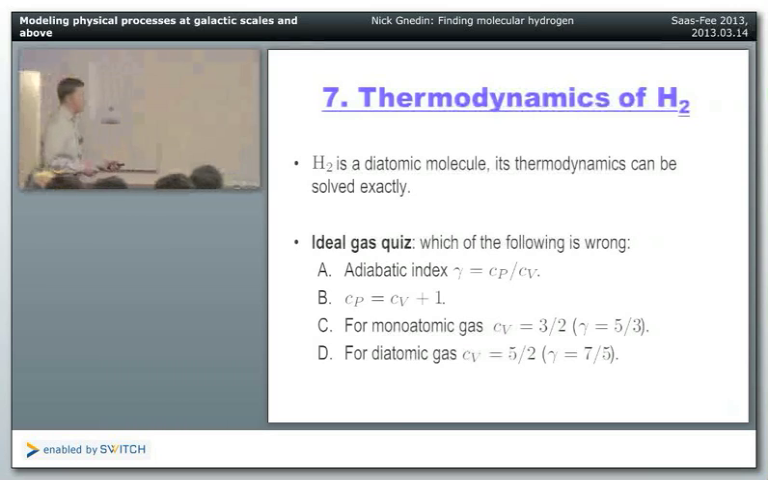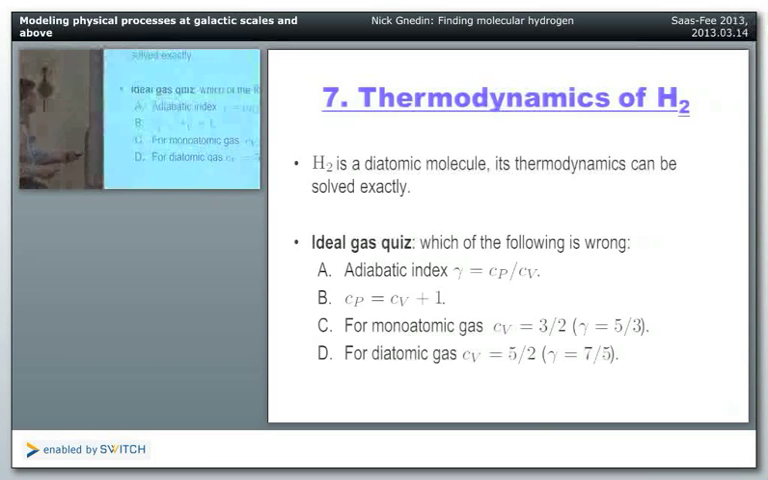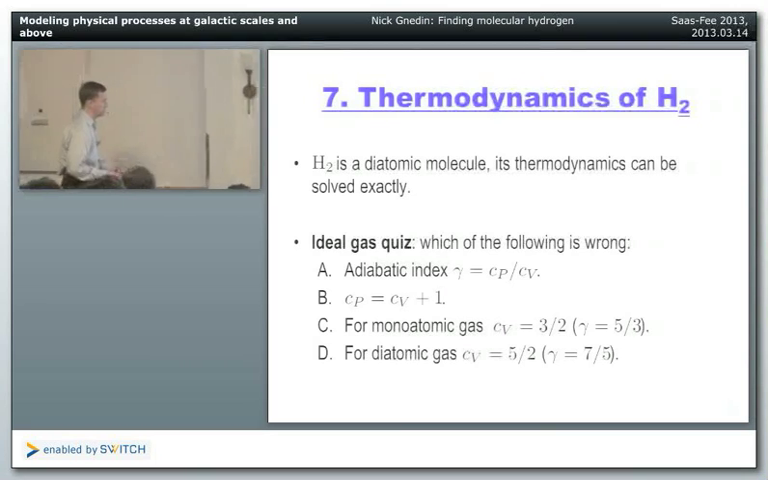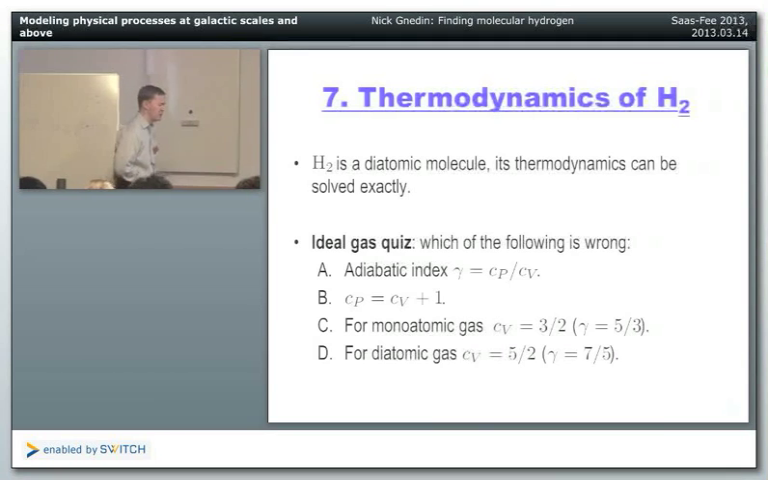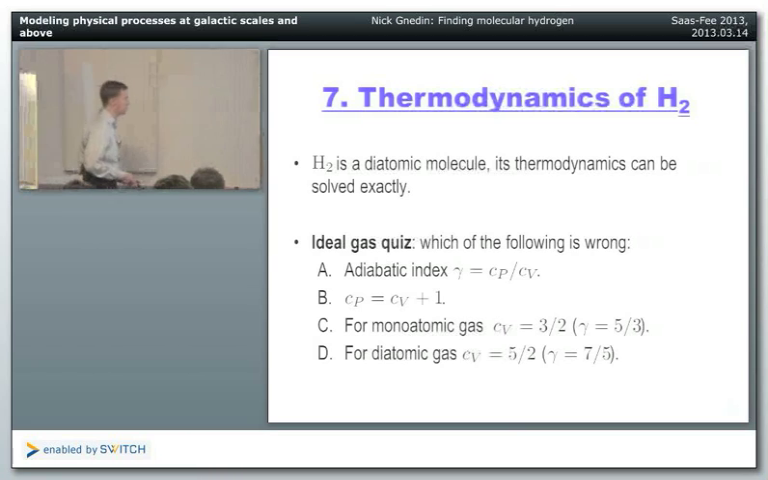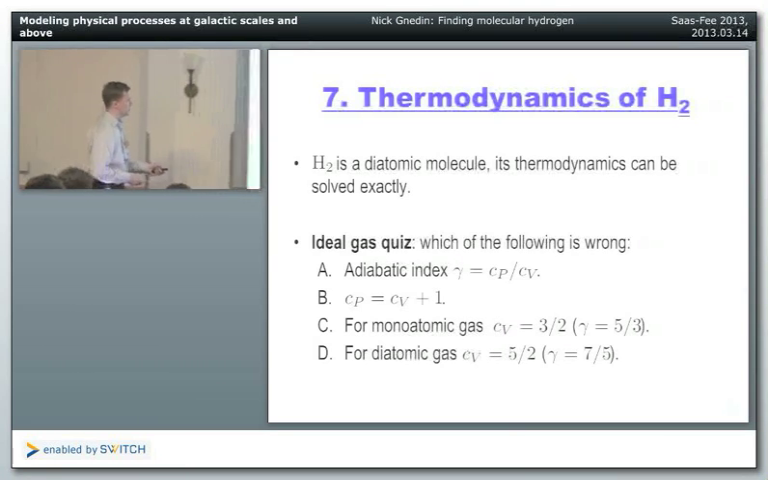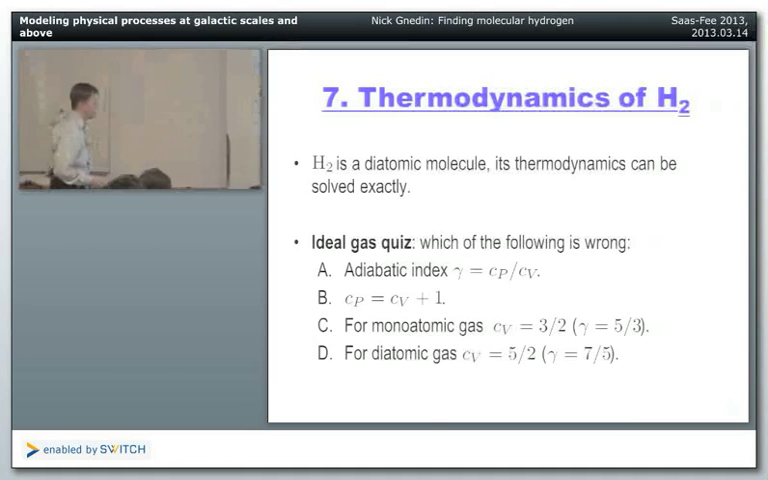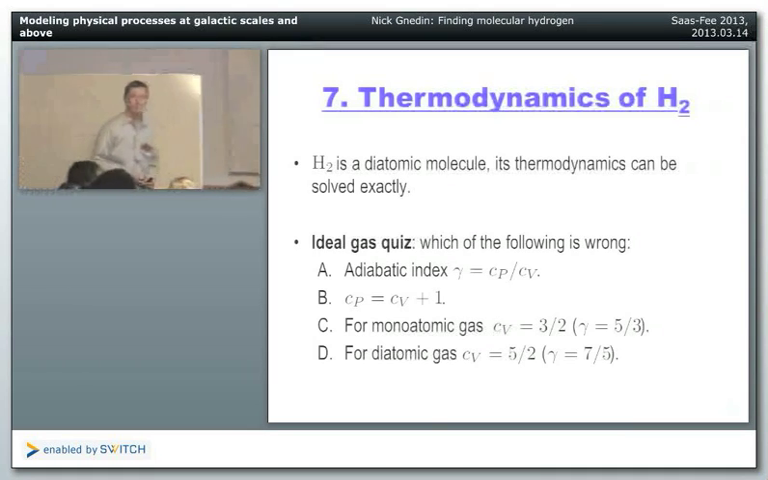So A states adiabatic index gamma, right? It's Cp over Cv. The Cp and Cv, you know, it's heat capacity, specific heat capacity at constant pressure, at constant volume, right? So the standard notation. Cp is equal to Cv plus 1. For monatomic gas, Cv is 3/2, and for diatomic gases, Cv is 5/2. Okay, who's for A?